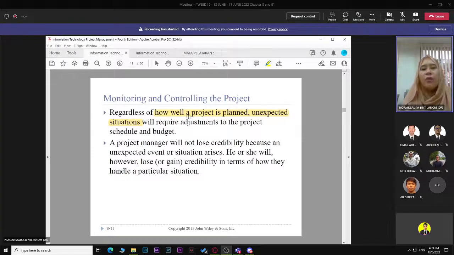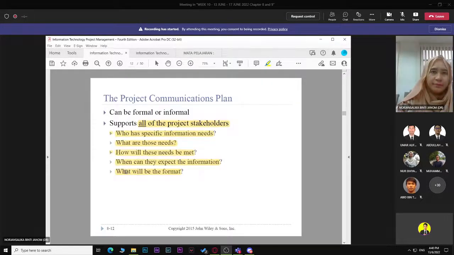Regardless of how well a project is planned, unexpected situations will require adjustment. One thing, when the project is risky. In chapter 1, you have already been exposed to the factors that contribute to the unsuccessful project. Some of the factors happen because of lack of control, such as scope creep, and team members not working. You have to control from the very beginning, right? So a good project needs to be monitored and controlled from the very beginning. And some of the techniques and methods that will be used are explained in this chapter.